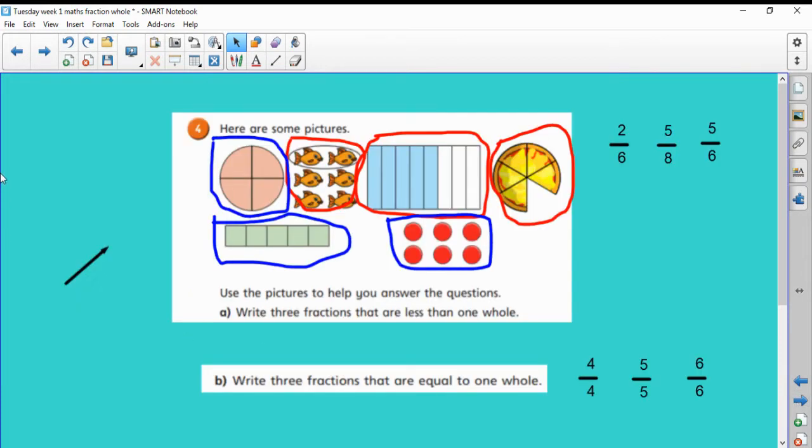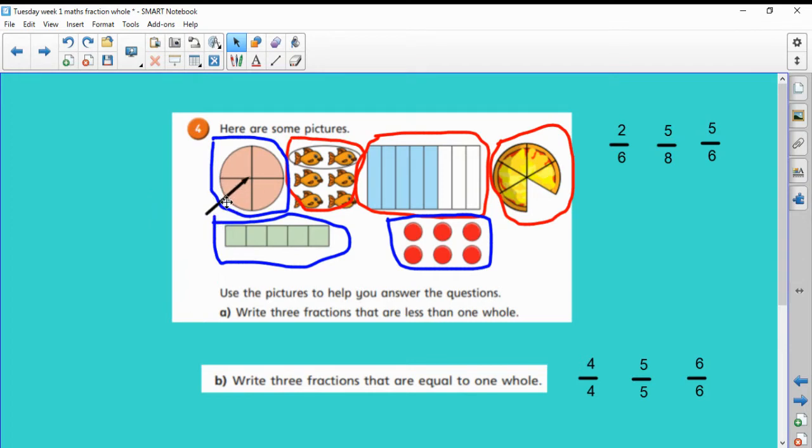On question 4, we can see here only 2 fish out of 6 fish are shaded, 2/6. Here we can see the shape is divided into 8 equal parts, of which 5 are shaded, 5/8. The pizza is cut into 6 equal parts. 1, 2, 3, 4, 5/6 are left. The fractions that are equal to a whole are here in blue.